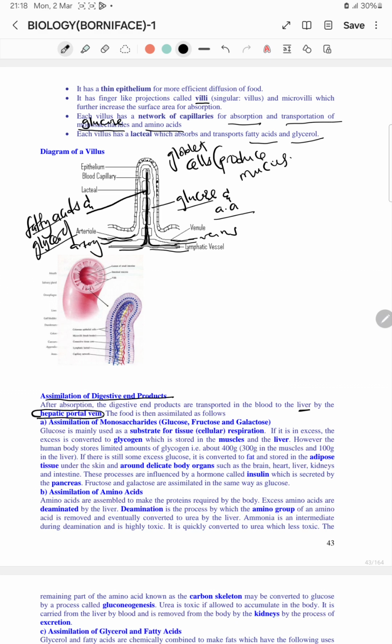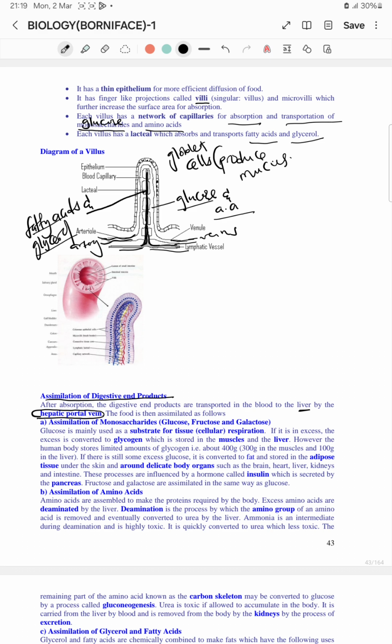So now this point is very, very important, because this usually comes from multiple choice to say name the vein that is rich in glucose, amino acid after having a heavy meal. So it is hepatic portal vein, because the moment the glucose and amino acid are being transported by blood, remember that glucose and amino acids are transported by blood, right? So from there they'll be transported by hepatic portal vein to the liver.